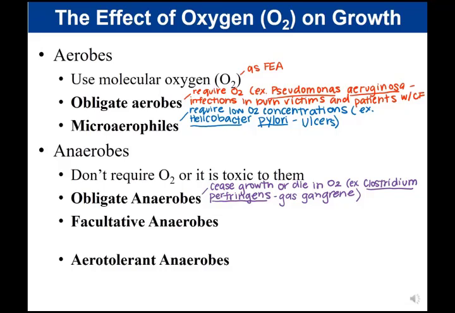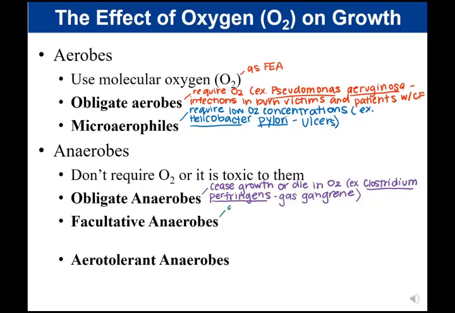Other bacteria that would be obligate anaerobes include often intestinal bacteria. So bacteria that live in the intestinal tract would often be an obligate anaerobe. For them, oxygen is toxic. The next category of organisms that we have would be our facultative anaerobes.